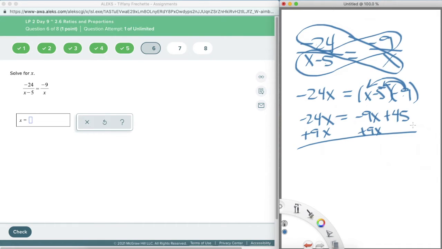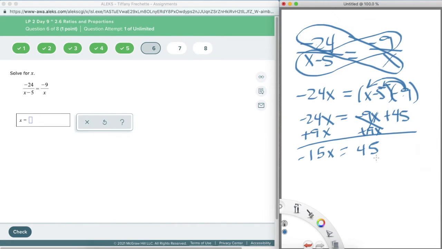So now we have negative 24 plus 9. They're opposites. We need to subtract. I have more negative because 24 is bigger, so it's going to be negative 15x equals 9 minus 9 cancels. And then we have 45 here because it comes down.